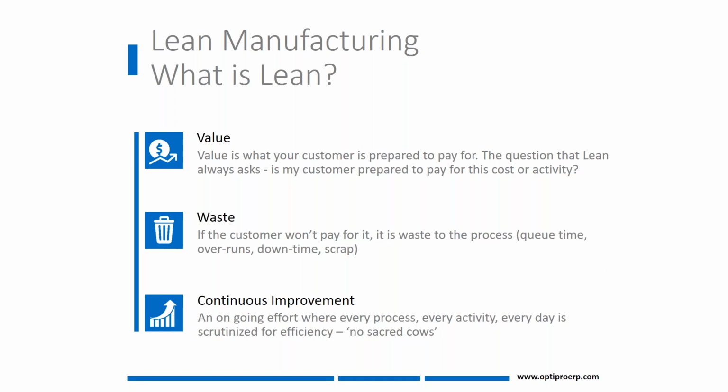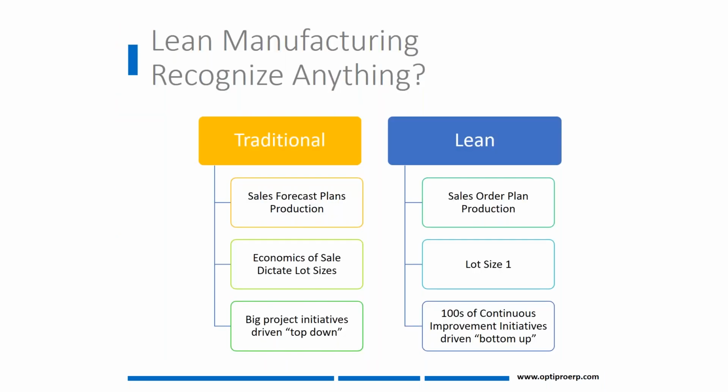So why do we want to do lean? Let's look at some things, and see if you can recognize them in your organizations and what part of the ledger you're falling into. Traditionally, our manufacturing plans are driven by a sales forecast. That's not necessarily lean. Production plans should, in fact, be driven by sales orders.